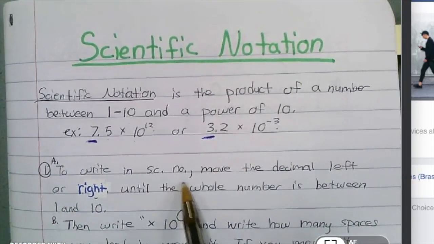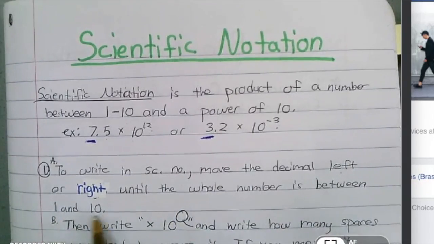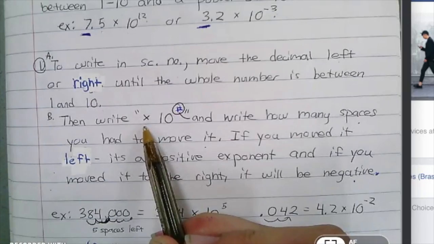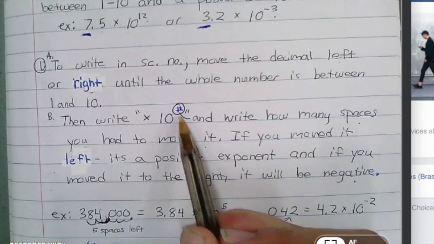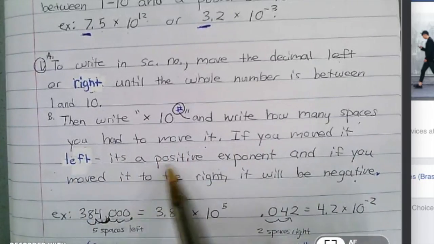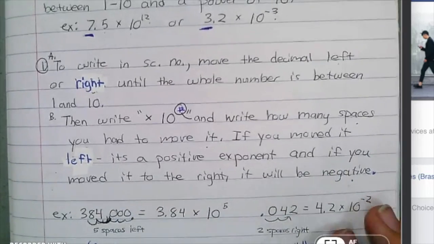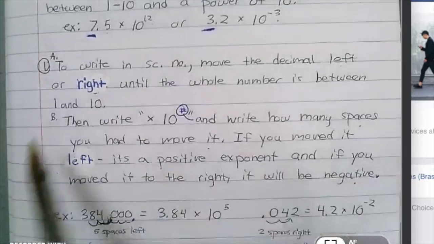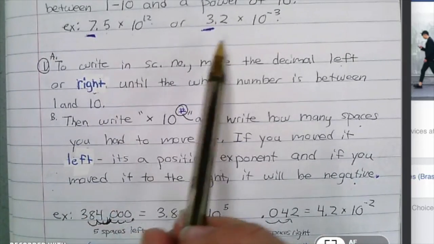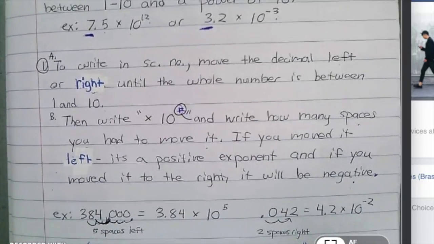To write in scientific notation, move the decimal left or right until the whole number is between 1 and 10. Then write 10 to the whatever number, and write how many spaces you had to move it. If you moved it left, it is a positive exponent, and if you moved it to the right, it will be negative. Your check for that is, remember what I said, that big numbers have a positive exponent and small numbers have a negative exponent. So if I'm starting with a really small number, then it's going to be a negative exponent. If I'm starting with a really big number, then it's going to be a positive exponent.